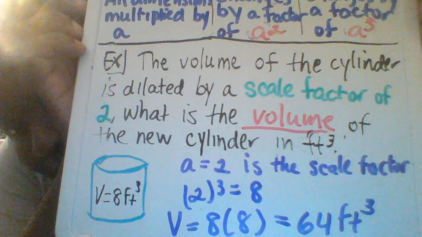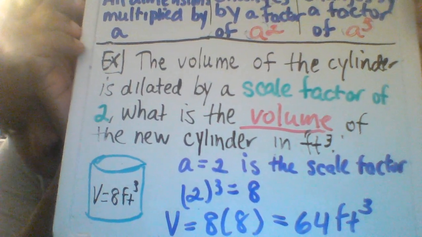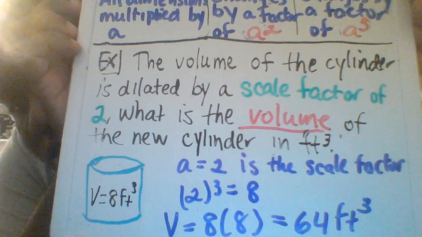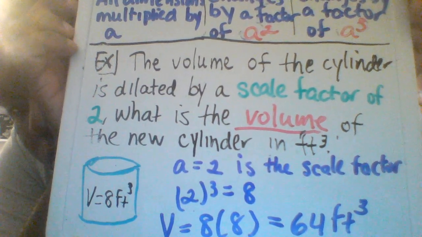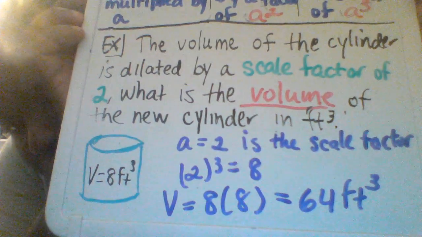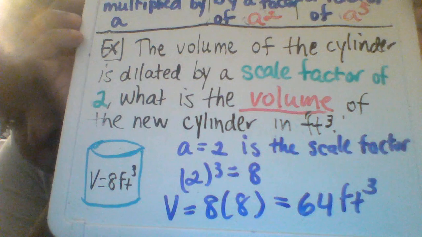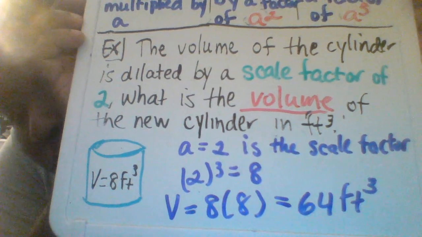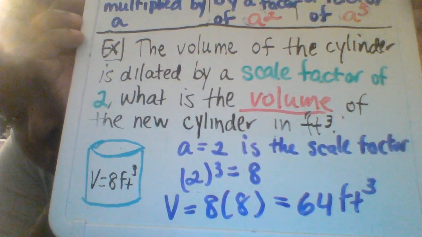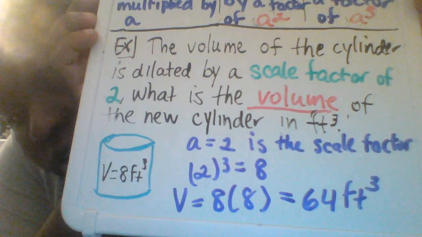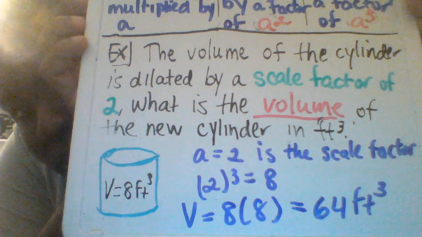Okay, so we got a equals 2. So then we say 2 cubed. What does 2 cubed mean? 2 cubed means to multiply 2 times 2 times 2, which gives you 8. Okay, so then what do you do with the 8? You multiply the 8 because it's a scale factor. You multiply the 8 times what the original volume was, which is 8, and 8 times 8 is 64 feet cubed. Okay, so that was dealing with volume.